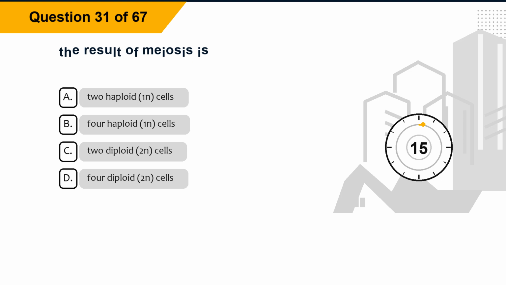Question 31. The result of meiosis is: Option A. 2 haploid, 1N, cells. Option B. 4 haploid, 1N, cells. Option C. 2 diploid, 2N, cells. Option D. 4 diploid, 2N, cells. The correct answer is option B.